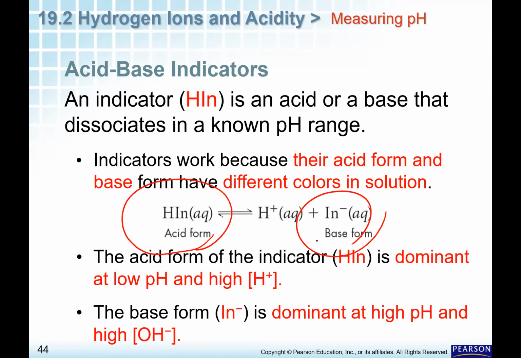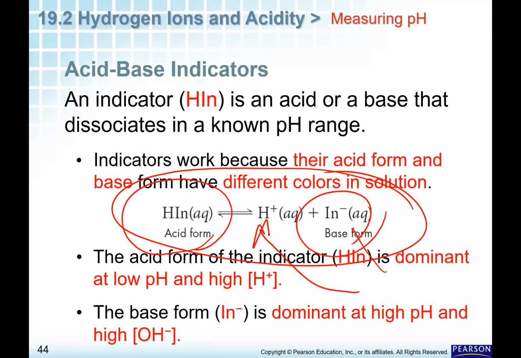HIn means an indicator with H in there. If it ionizes into H plus and In minus, then this is the base form of the indicator. Okay, so keep this equation in your mind, and remember Le Chatelier's principle: if we have more H plus, which means that the solution is acidic, then the equilibrium will be shifted in that direction. So in that case, HIn will be dominant. In is dominant at high pH, and HIn is dominant at low pH.